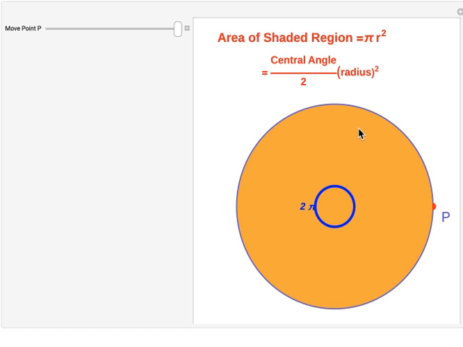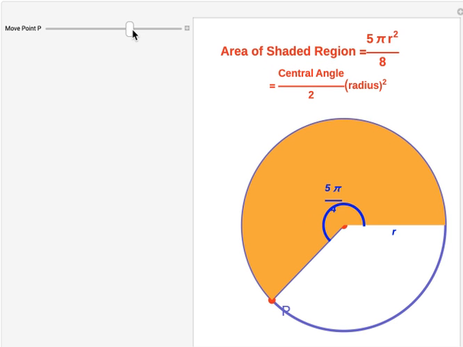So now it is a full circle. So the central angle is 2 pi. Therefore, half of 2 pi is pi. Therefore, the area of the shaded region is pi r square. So play around with this model and understand the area of the shaded regions, or the area of the sector, as well as the area of the circle.